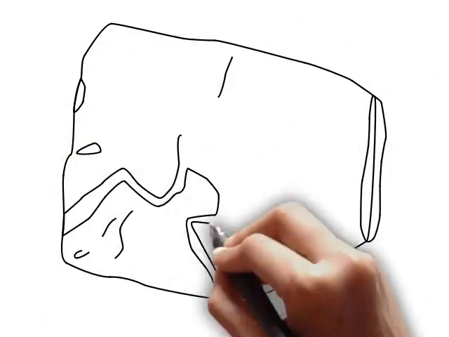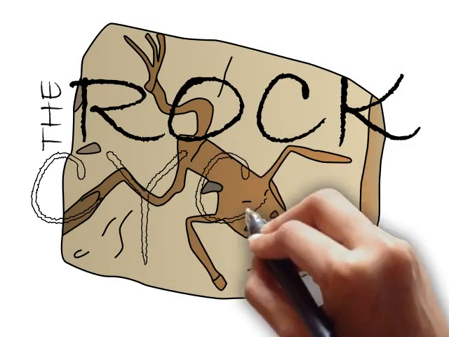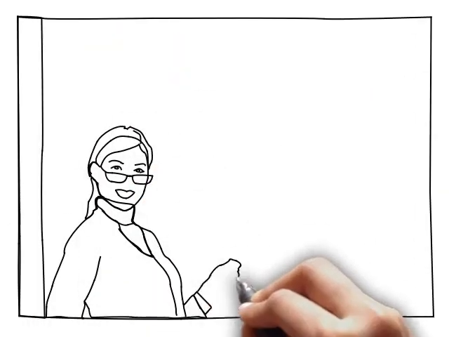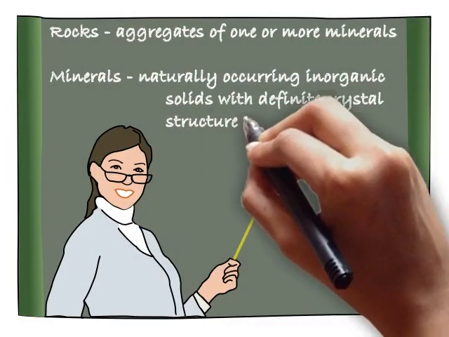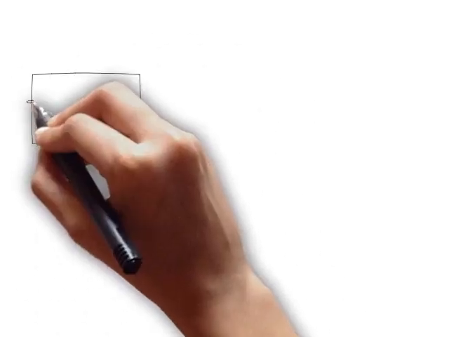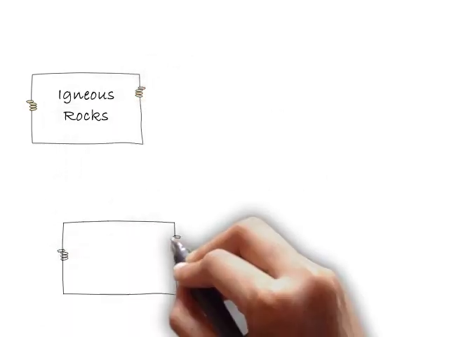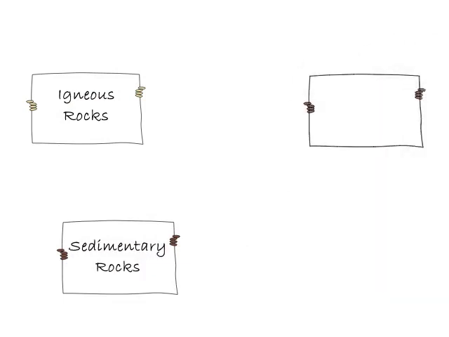In this video, we're going to learn about the three types of rocks and how they're created via the rock cycle. First things first, let's define what a rock is. Rocks are aggregates of one or more minerals, and minerals are naturally occurring inorganic solids with definite crystal structure and chemical composition. The three main types of rocks are igneous, sedimentary, and metamorphic, all of which can transform from one type to another through various processes.